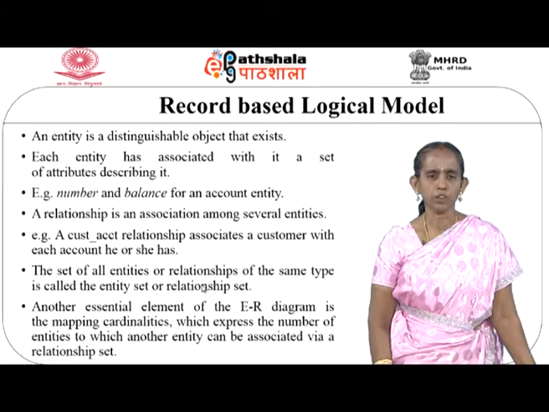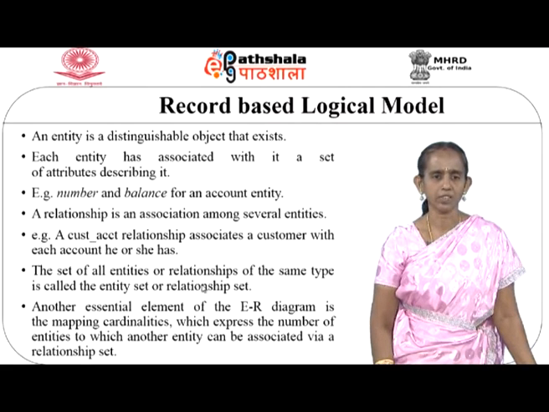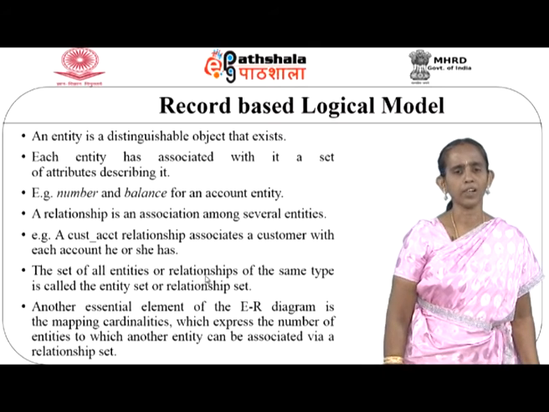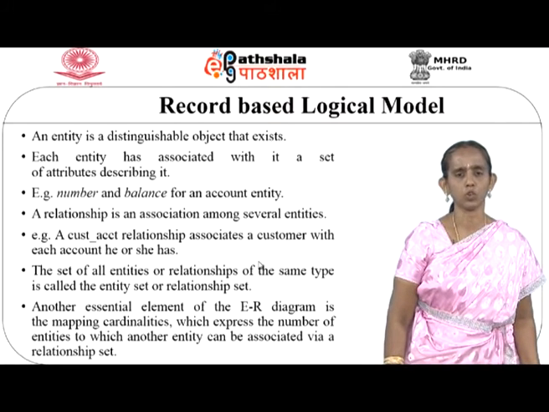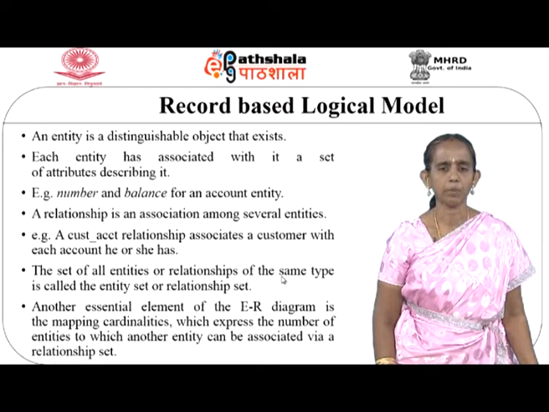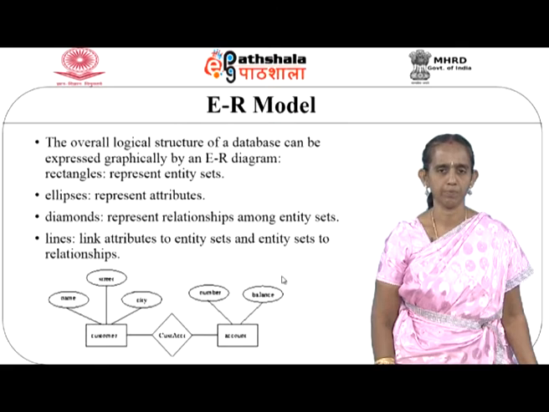A relationship is an association among several entities. Example, a customer account relationship associates a customer with each account he or she has. The set of all entities or relationships of the same type is called the entity set or the relationship set. Another essential element of the ER diagram is the mapping cardinalities, which express the number of entities to which another entity can be associated via a relationship set.